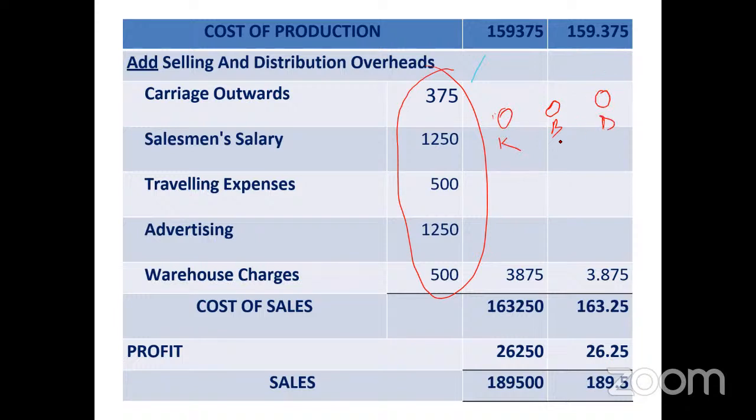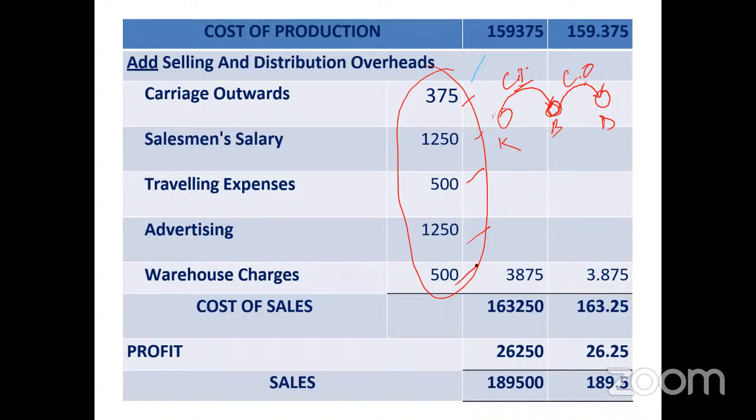Whenever you are buying your product from Kolkata to Bhubaneswar, you are paying some inward expenses. It may be transportation charges or others. This is known as carriage inward. From your point of business, if you are dispatching your goods to the point of consumption, let's say Delhi, this is known as carriage outward.